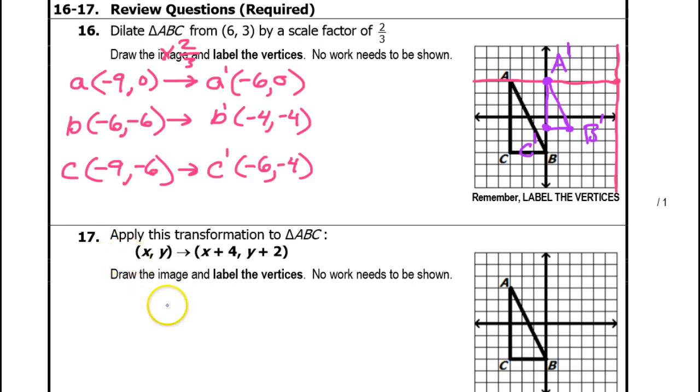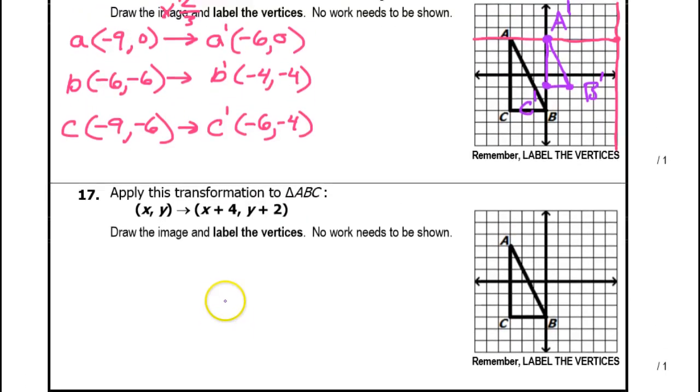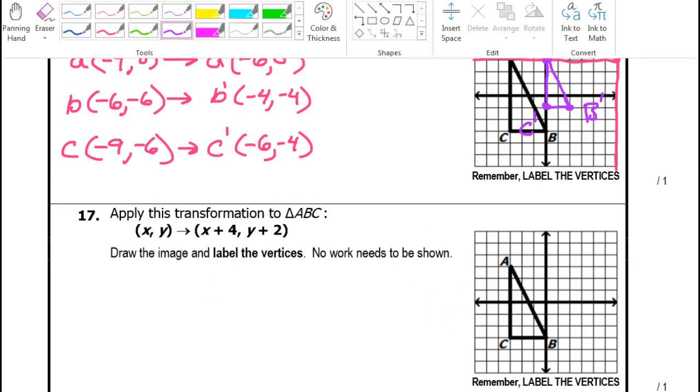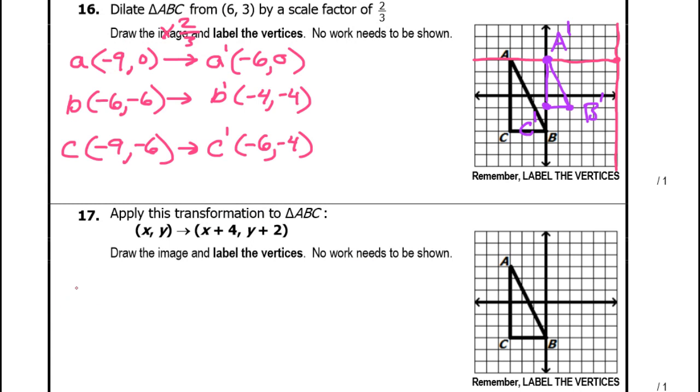All right, last one. Apply the transformation to triangle ABC. We won't need any fake axes or anything like that. We can just use the actual coordinates. Actually, I don't think I'll even do the math. If we're doing +4 to the x, we understand that this is going to move it to the right 4. If we do +2 to the y, it will move everything up 2. So I think it'll be quicker if we just move all the points right 4 and up 2.